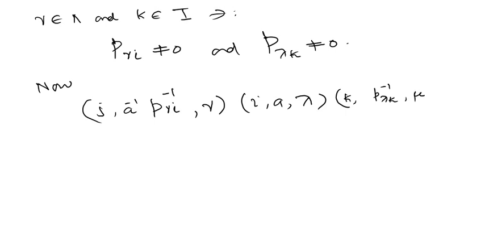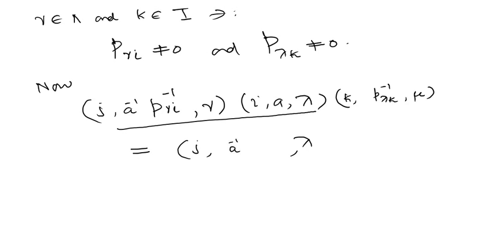Then let's see this product. First I will compute the product of these two. What is the product of these two? It's (j, ..., lambda), with the first and last entries, and the entry at the middle is p nu i times a inverse. Then p nu i, because of this nu here, or you can say it's omega i.